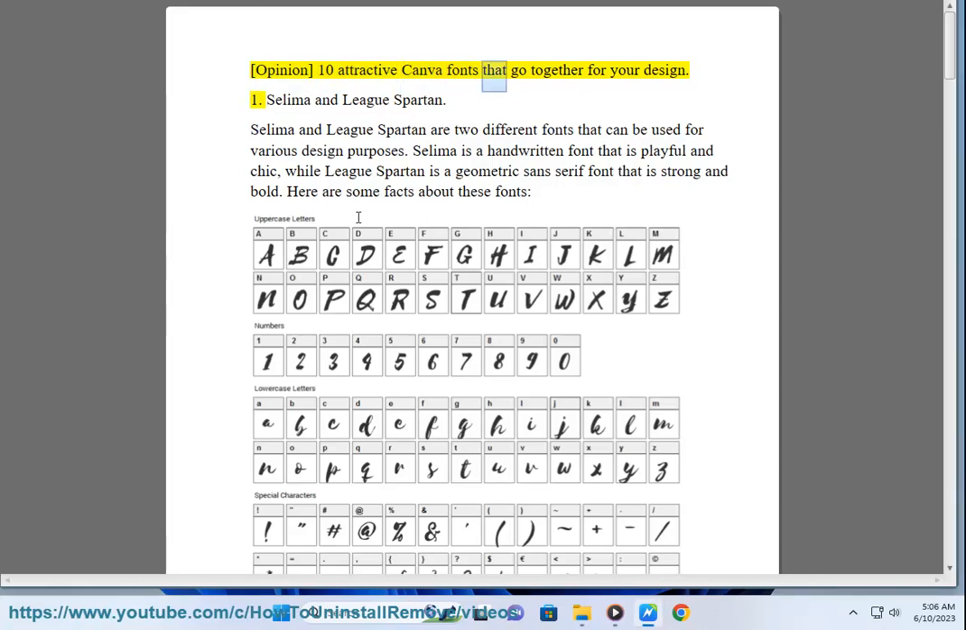10 attractive Canva fonts that go together for your design. 1. Selma and League Spartan. Selma and League Spartan are two different fonts that can be used for various design purposes. Selma is a handwritten font that is playful and chic, while League Spartan is a geometric sans-serif font that is strong and bold. Here are some facts about these fonts.